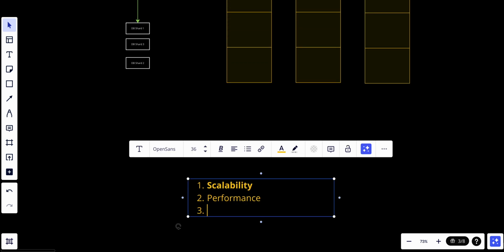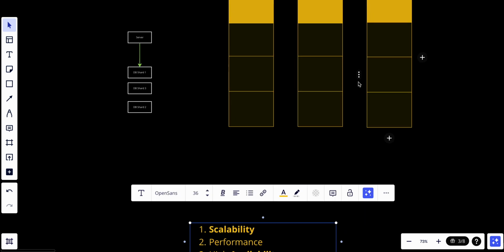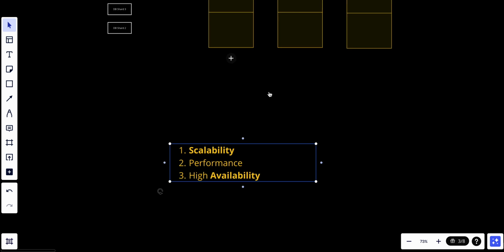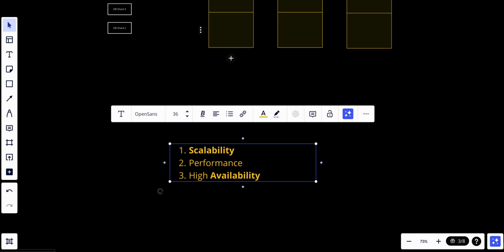Let's say also we have high availability. Sharding can enhance fault tolerance and high availability. If one shard data server fails, it doesn't affect the entire system. So if this one failed, we still have two shards that will continue to serve, and maybe we could have some replicas from each shard to make sure that we have no data loss.